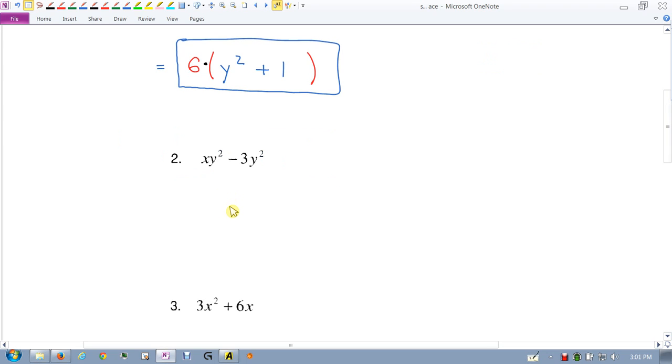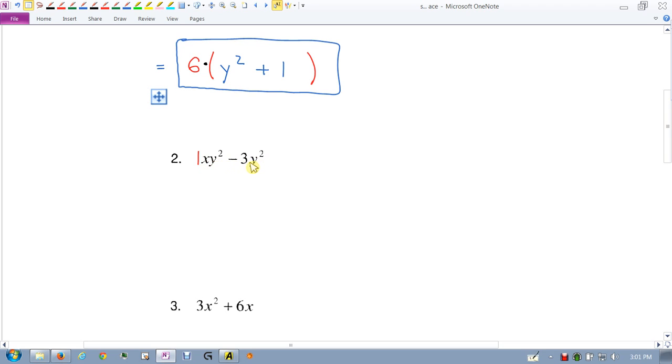Let's look at the next one. Start with the number. Is there a number that goes into both of these? Into 1 and -3, the only number that goes into both is 1, or -1. But there's no number other than 1 or -1 that goes into both. So I don't need to pull out any numbers. Now let's look at variables. Are there any letters that are common to both?